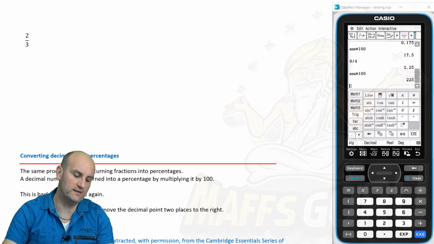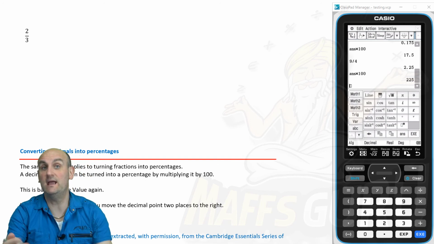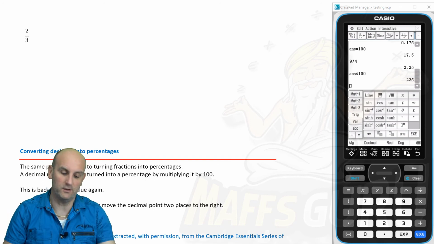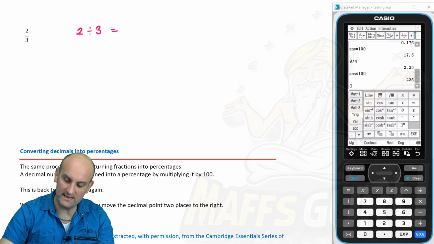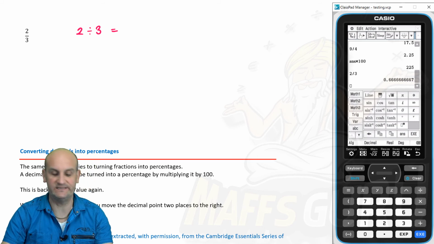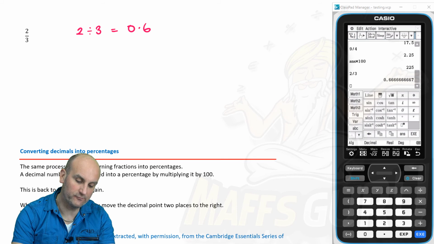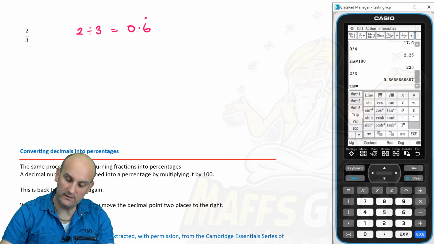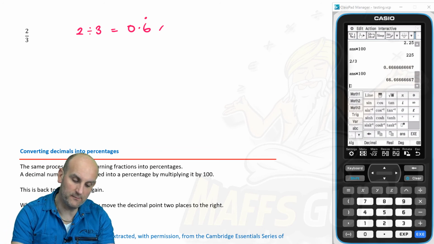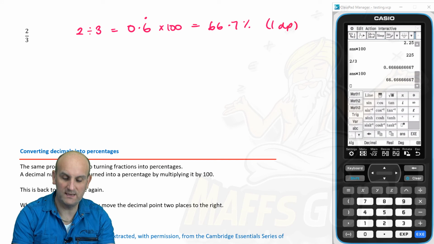2/3, believe it or not, is a recurring decimal. I know this, and again, it builds on the video we did previously on recurring decimals. 2 divided by 3 gives me my decimal of 0.666666666. So I'm just going to write that as 0.6 recurring. That's the same as what's on my calculator there. And to turn a decimal into a percentage, I multiply that by 100, which gives me 66.7%, and I'm going to round that to 1 decimal place.